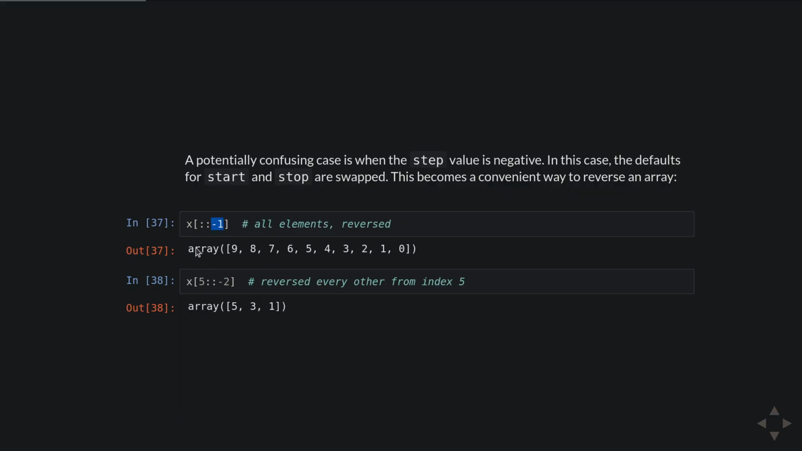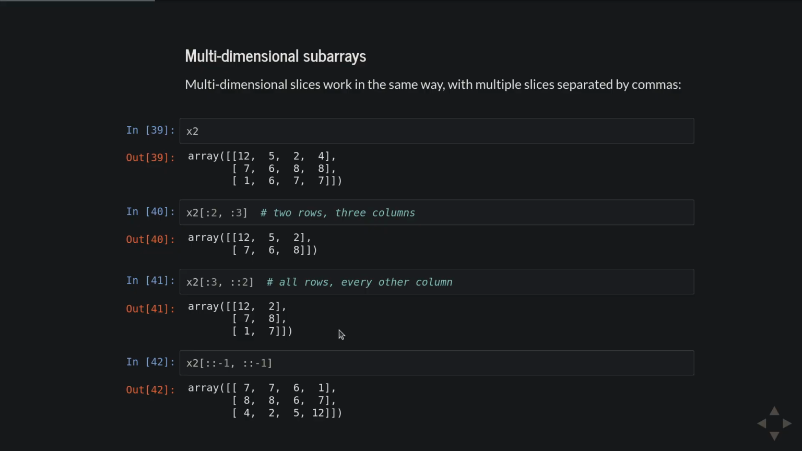Like a -1, you're starting and going to the end, and then you reverse it. So now we're down to 9, 8, 7, 6, 5, 4, 3, 2, 1, 0. This one starts at 5, and then it reverses every other from index 5. So it's just reversing the index. Again, it can be useful, but don't let it confuse you too much because it is different than the other list uses.